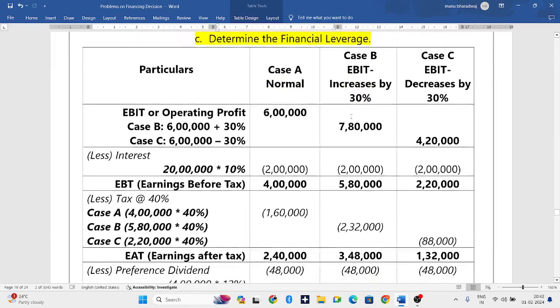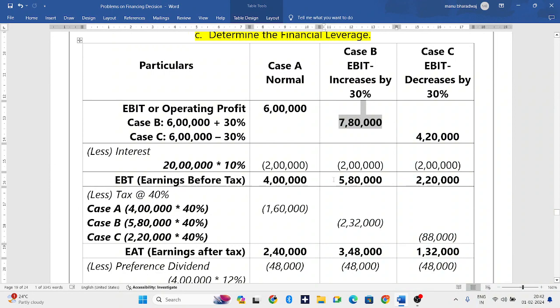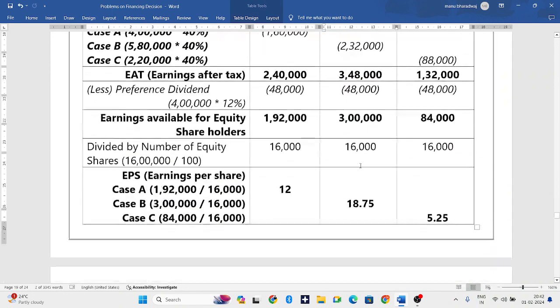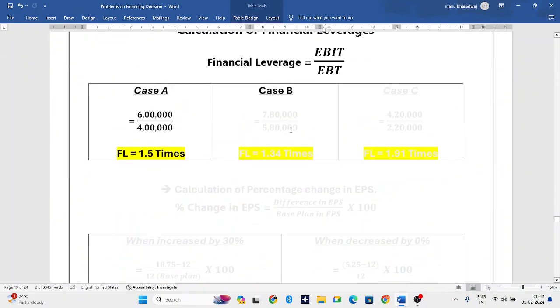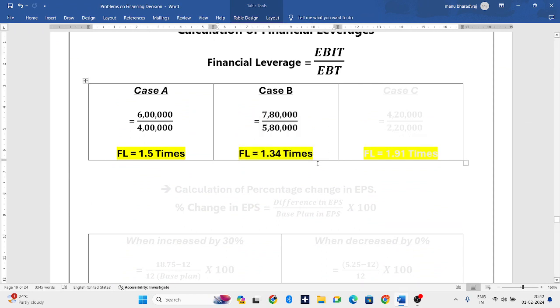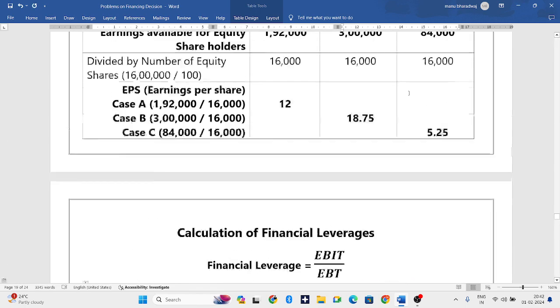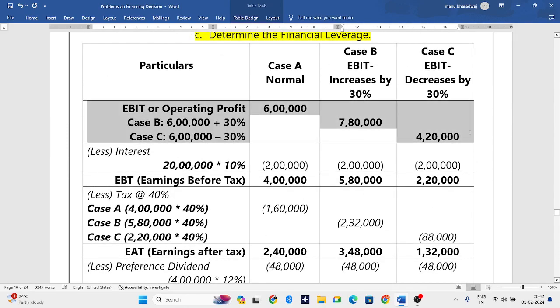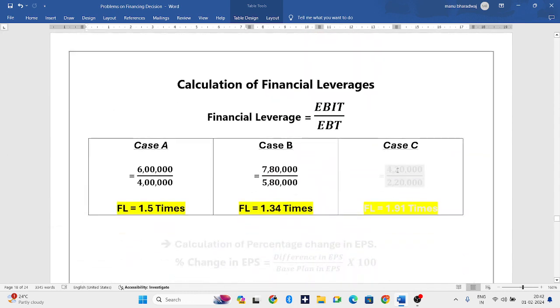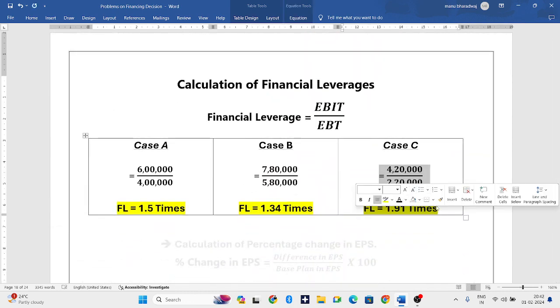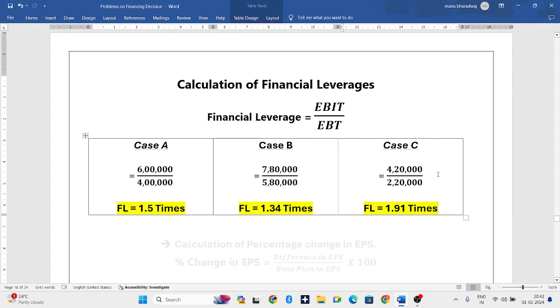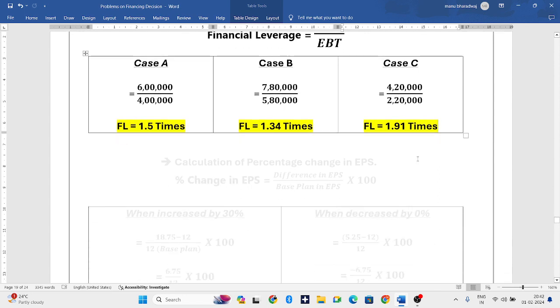Next is case B. EBIT will be 7,80,000 and EBT will be 5,80,000. Dividing these gives a financial leverage of 1.34. The third case, or case C, let us check. The EBIT is 4,20,000 and EBT is 2,20,000. If you divide both, you will get 1.91, that is the financial leverage.